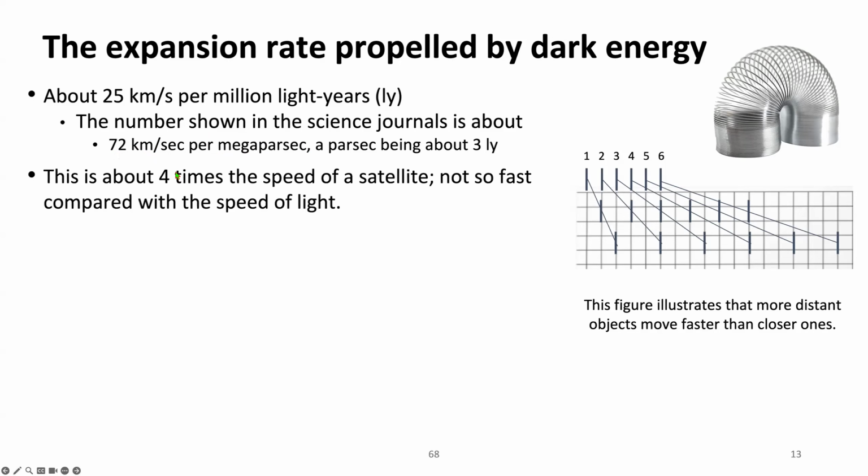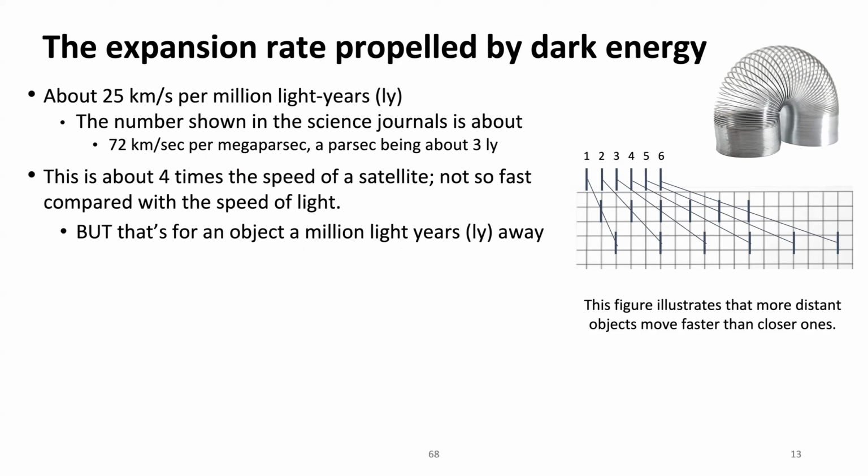That's a normal kind of speed. It's like 4 times the speed of a satellite orbiting Earth, much smaller than the speed of light, but that's for an object that is roughly 1,000,000 light years away. If we then look at 1,000,000,000 light years away, that's 1,000 times bigger than this. So the velocity of an object 1,000,000,000 light years away is 1,000 times this velocity. So that's how the Hubble constant works.